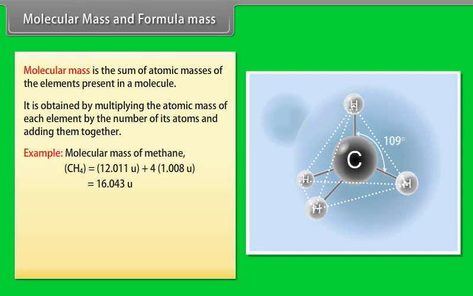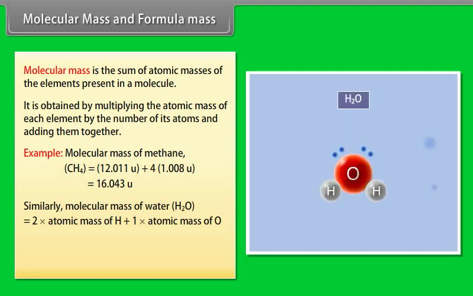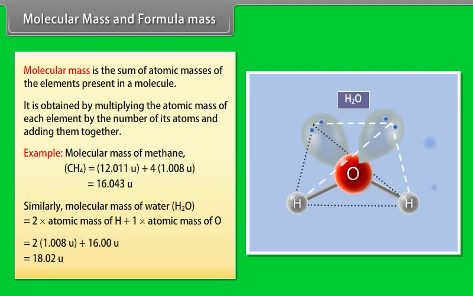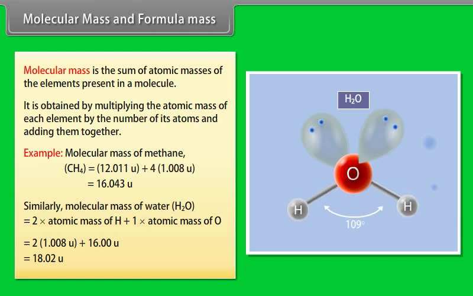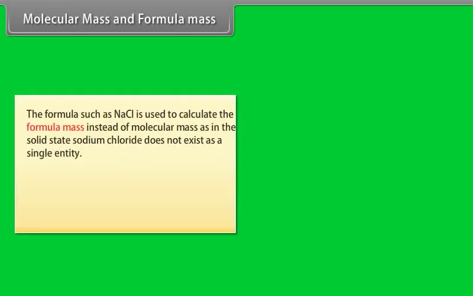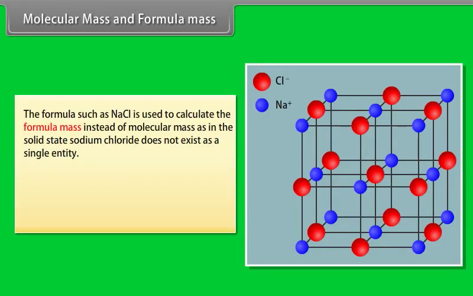CH4 is equal to 12.011 u plus 4 × 1.008 u, which is equal to 16.043 u. Similarly, molecular mass of water H2O is equal to 2 × atomic mass of H plus 1 × atomic mass of O, which is equal to 2 × 1.008 u plus 16.00 u, which is equal to 18.02 u.